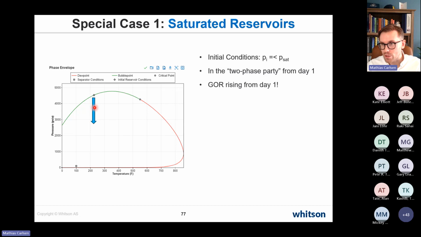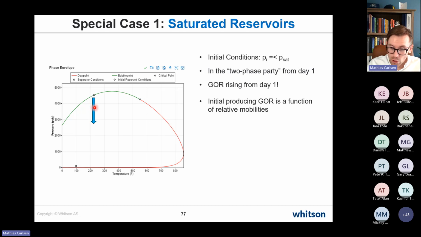That's what we call the two-phase envelope, and you will typically see GORs rising from day 1 in this case. So the general shape of your GOR curve should rise from day 1, and that should be the general trend. The problem, and what makes it really complicated, is that your initial producing GOR is a function of relative mobilities.